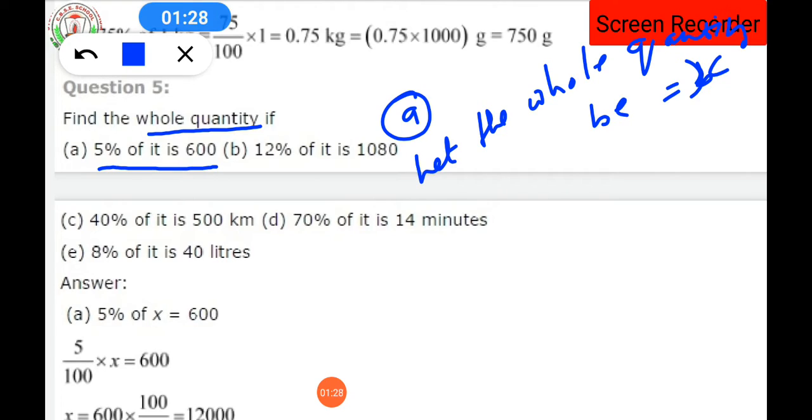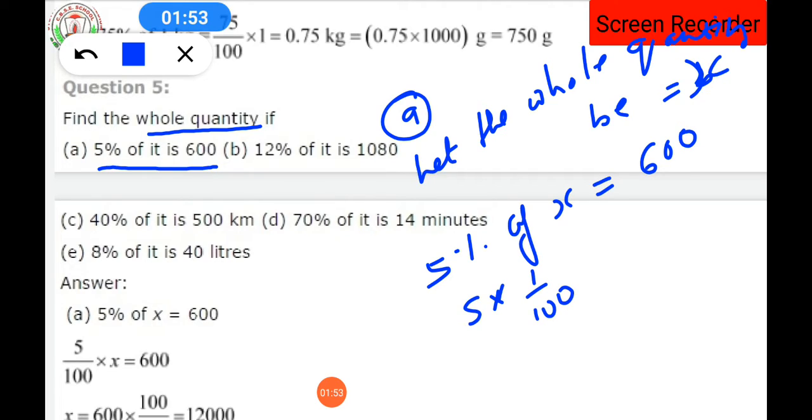Okay. So what is the equation? 5% of it means whole quantity, so in place of it, x will come. So 5% of x equals 600. As you know, 5% is written as 5 into 1 upon 100. Of means into, x is equal to 600. Now what do we have to do, student? We have to equate or solve this equation.